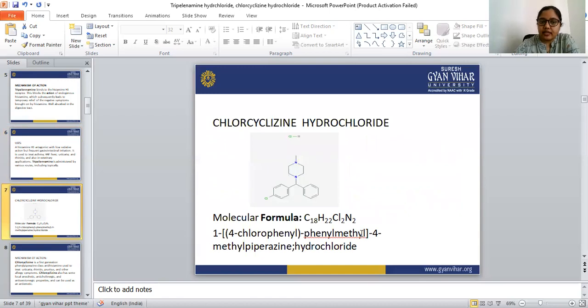So our next drug is chlorcyclizine hydrochloride. Its structure is this, and its molecular formula is C18H22Cl2N2. It contains 18 carbon, 22 hydrogen, 2 chlorine, and 2 nitrogen atoms. So this is the structure and the molecular formula of chlorcyclizine hydrochloride.